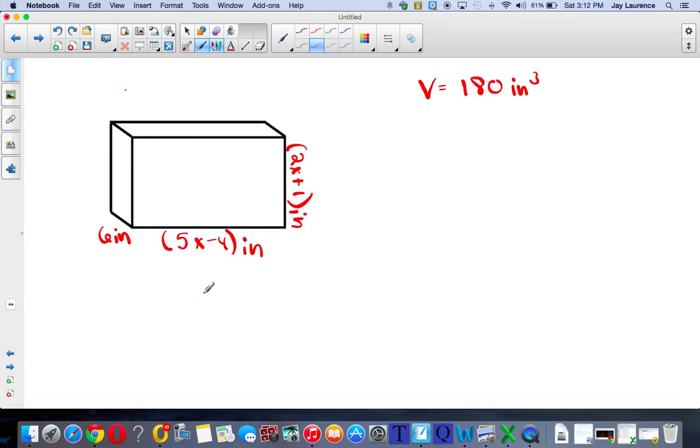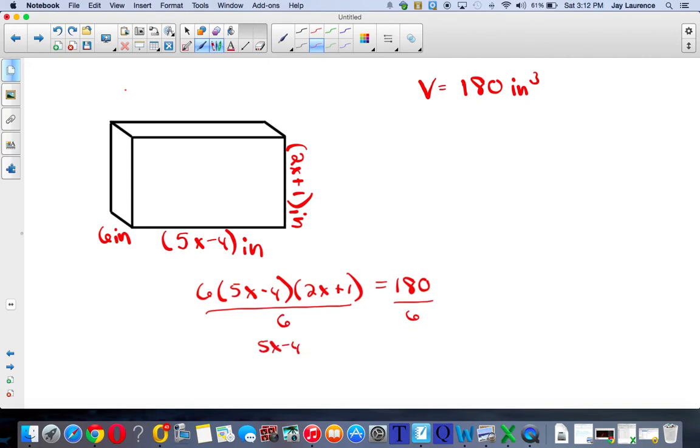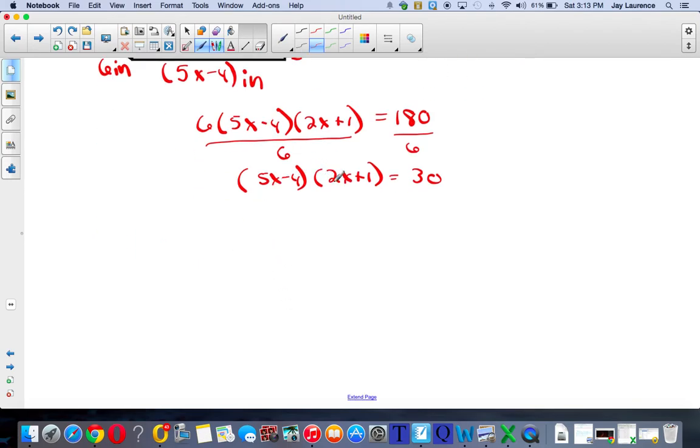Okay, so we're going to do 6 times (5x minus 4) times (2x plus 1), and that'll equal 180. I'm going to divide by 6, and we're going to get (5x minus 4)(2x plus 1), and that should be 30. Okay, I'm going to double distribute on the left. Should be following these steps.